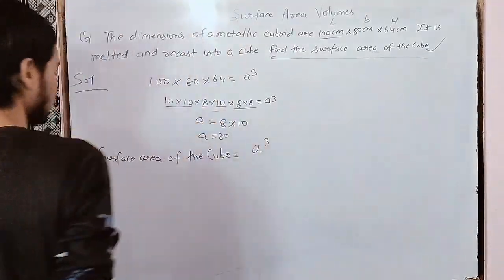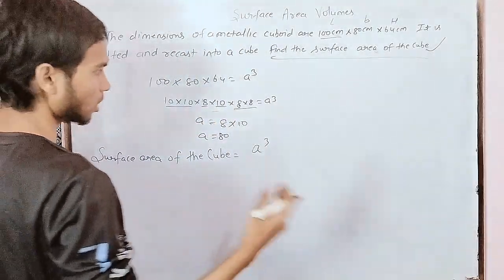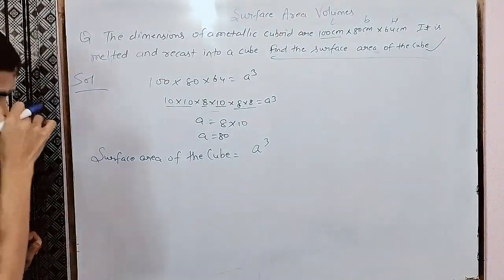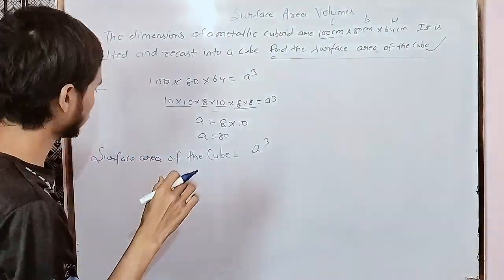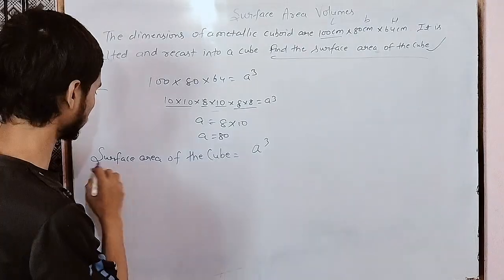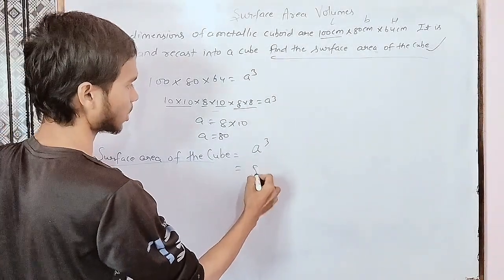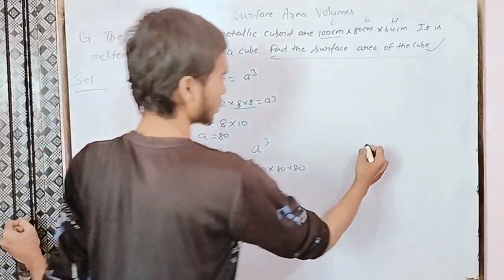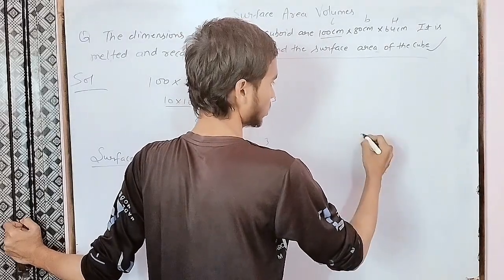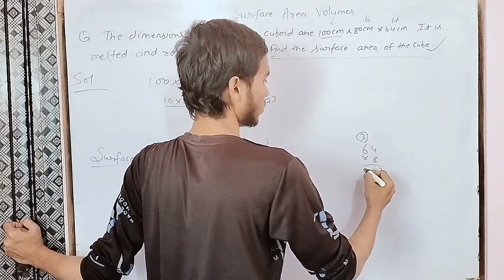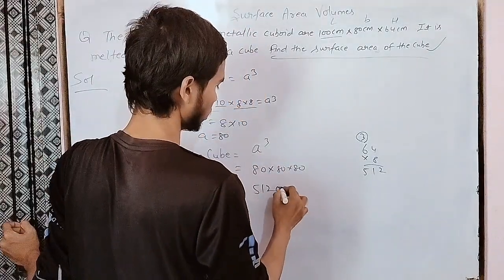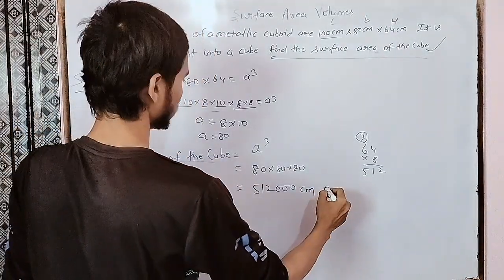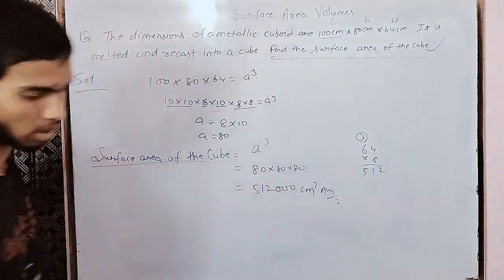So the lateral surface of the cube will become A2, A4 I think, A4. Okay, we will talk about it later. So let's find this. A is how much? 80 and 80. 64 8 2 3 51. So here this is the surface area of the cube. This is the final answer. You can see.